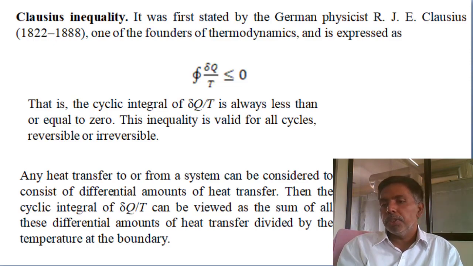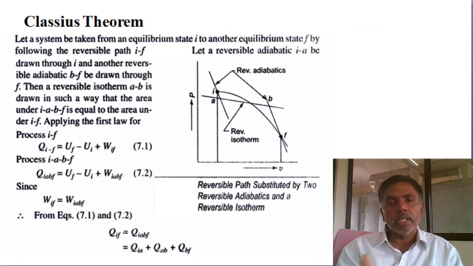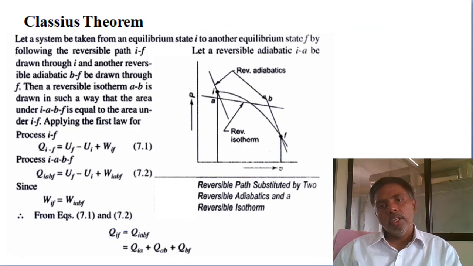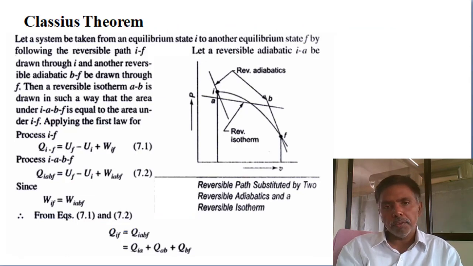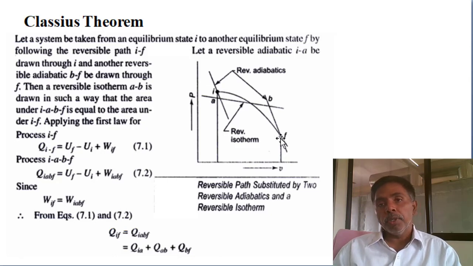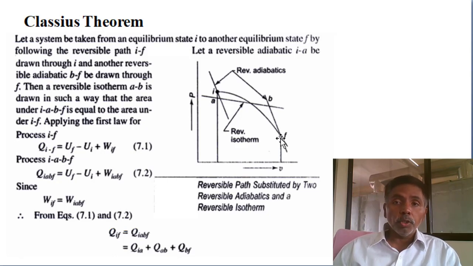How we are proving: we are following the P. K. Nag textbook model. One unknown reversible process I to F is there. Now I want to determine what is the heat transfer. I to F is a reversible process only, but it is an unknown reversible process. If it were a known reversible process, I know the equations and I can solve. So what I am doing, this unknown reversible process is substituted by a known reversible process.